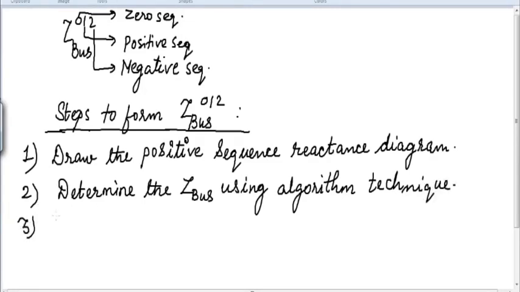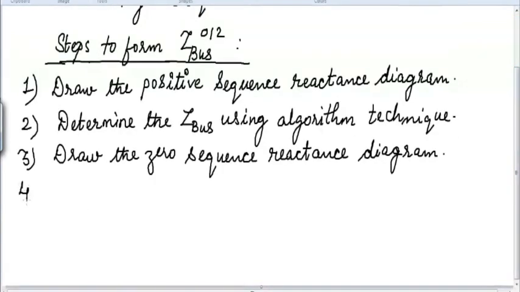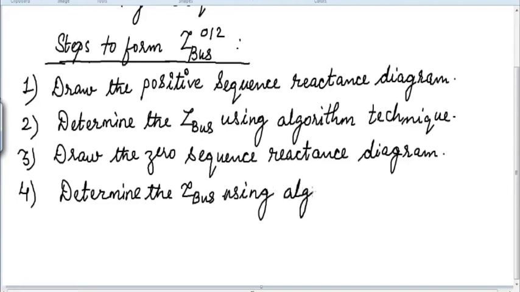Then the third step will be to draw the zero sequence reactance diagram. This also you have already done in EPS 2. The fourth step will be to determine the Z bus using the algorithm technique. You can see that step number 2 and step number 4 are repeating, but these two steps are different from each other.